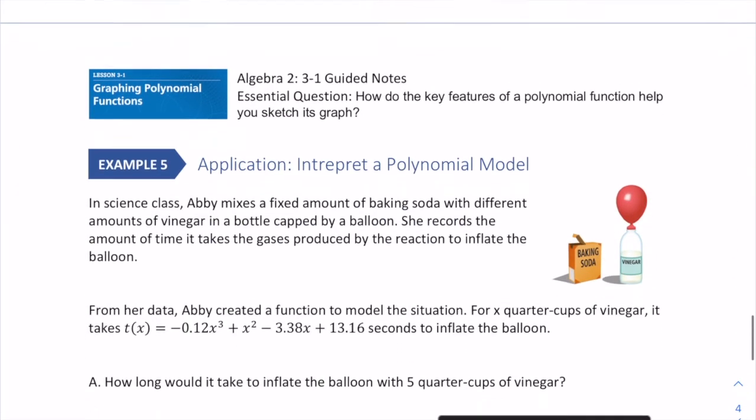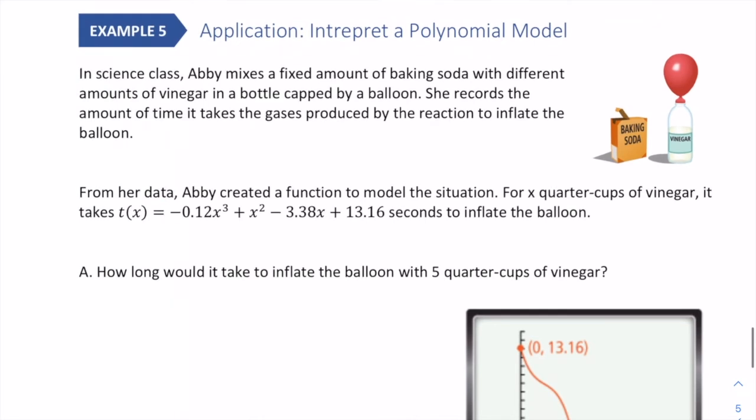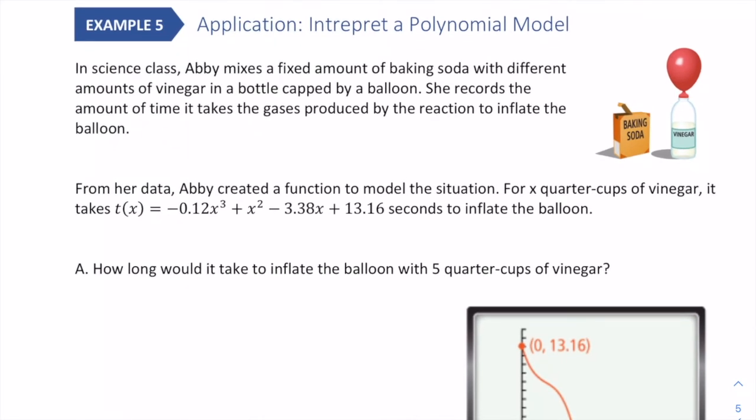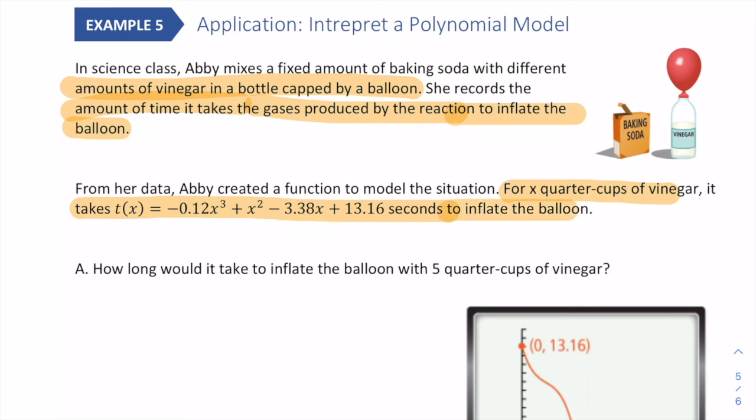Now let's consider an application. In science class, Abby mixes an amount of baking soda with different amounts of vinegar, which is capped by a balloon. She records the amount of time it takes for the gases produced by the reaction to inflate the balloon. And she writes that with the data, she's able to make an equation. So for X number of quarter cups of vinegar, it will take this amount of seconds to inflate the balloon.